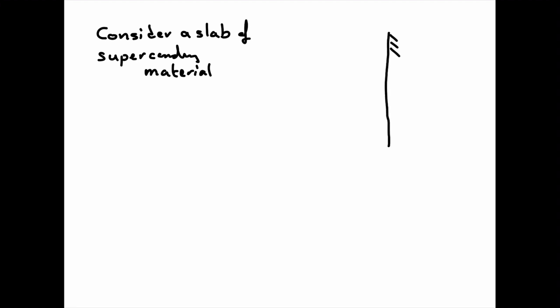Let's consider a slab of superconducting material. So here we go. That's my slab. So this side we're going to have our superconductor, this side we're going to have a vacuum. And we're going to apply a magnetic field B that is in this way. So here is B.